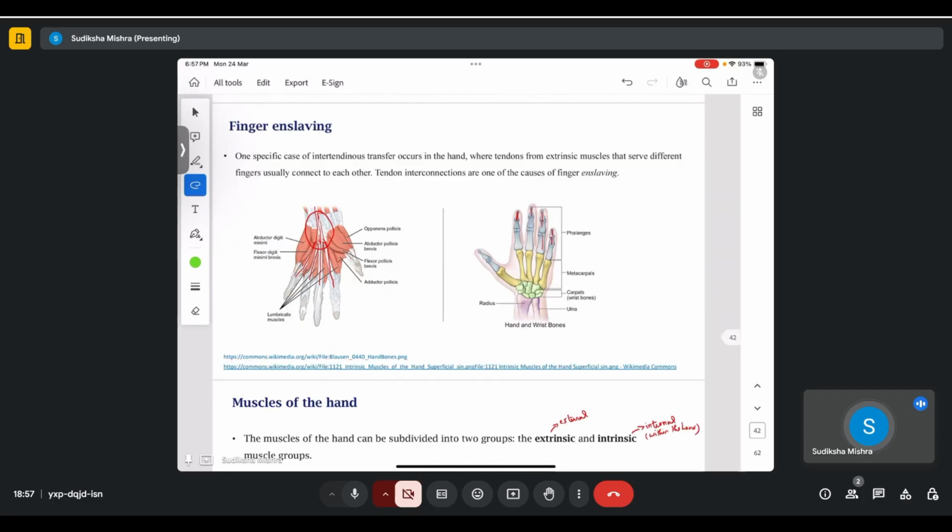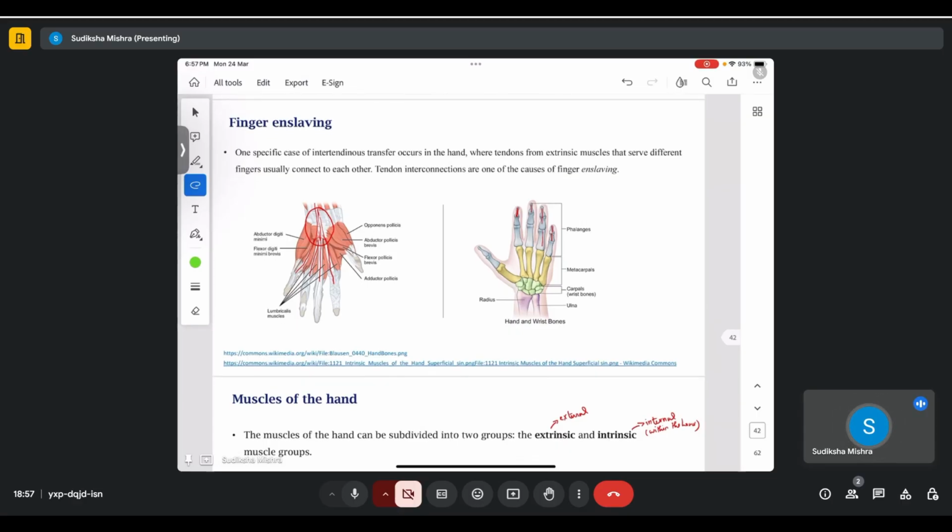One specific case of intertendinous transfer or tendon-tendon transfer occurs in the hand, and it results in a specific phenomenon known as finger enslaving, where it is very difficult to move one finger independent of the other fingers. While moving one finger, other fingers might show some movement.